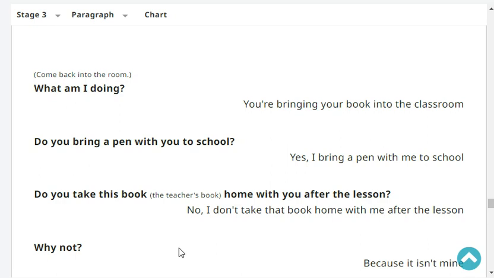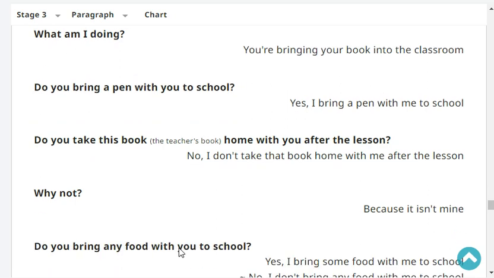Do you take this book home with you after the lesson? No, I don't take that book home with me after the lesson. Why not? Because it isn't mine. Very good.